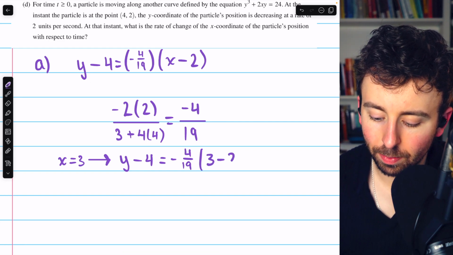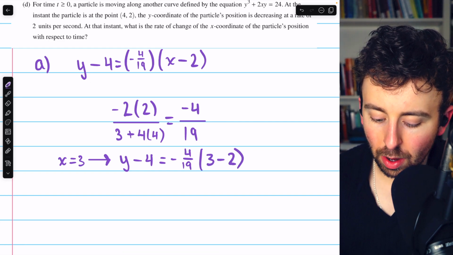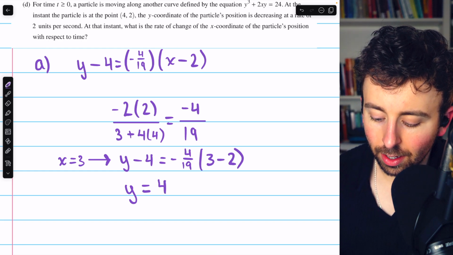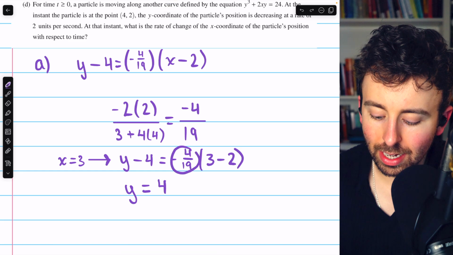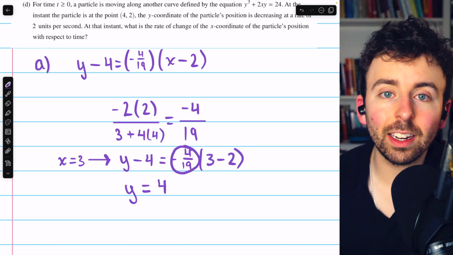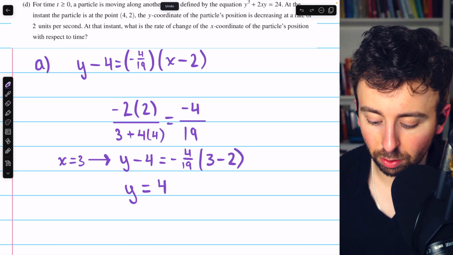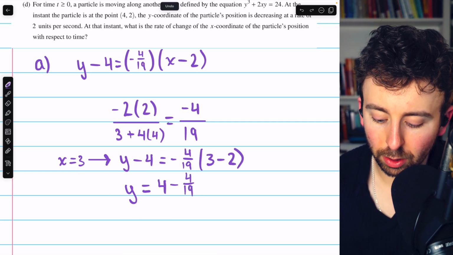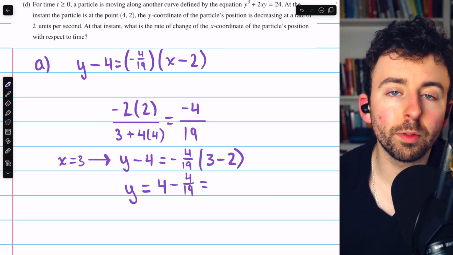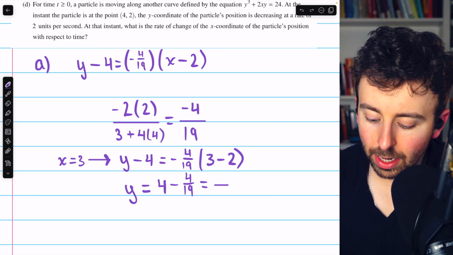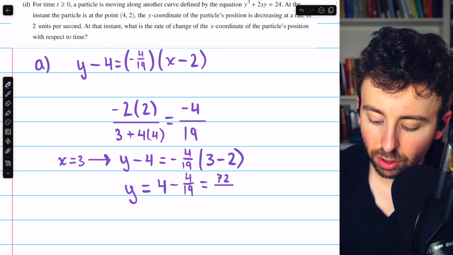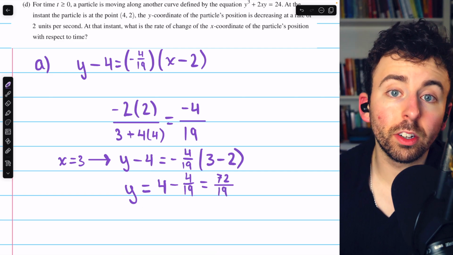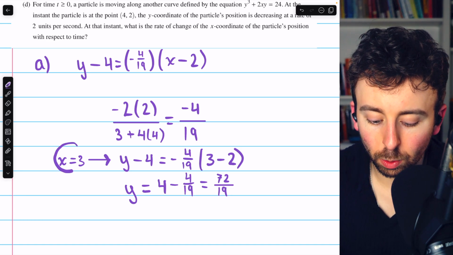But x is 3, so that's 3 minus 2. So then we'll add 4 to both sides, so y equals 4, and then 3 minus 2 is 1, times negative 4 over 19 is negative 4 over 19. So this is just 4 minus 4 over 19. And that is the approximate value of y, which we could combine into a single fraction if we like. Getting common denominators and subtracting, this is 72 over 19. So this is the approximate y value of the curve when x is equal to 3.